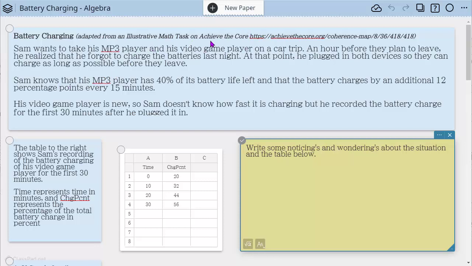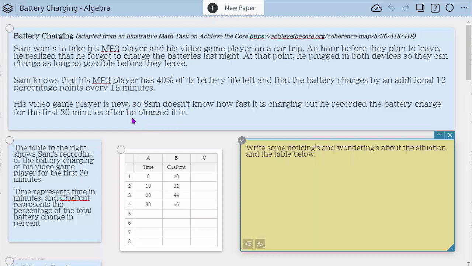It's actually from the Achieve the Core website, so I put the link here. But it's about a person who has two different types of players that need to be charged, an MP3 player and a video game player. And one has 40% life, charges at 12% every 15 minutes, and the other one's new, so he doesn't quite know how fast it's charging, so he starts to record some data.